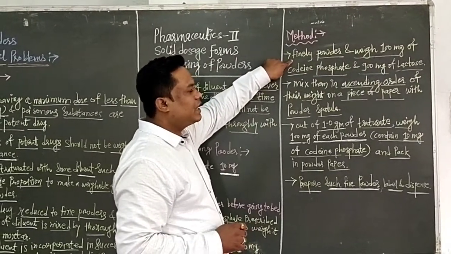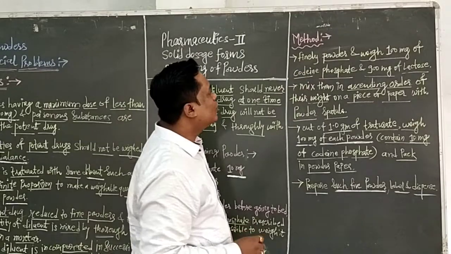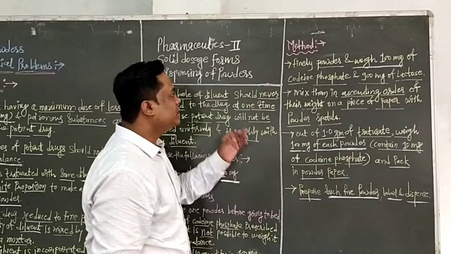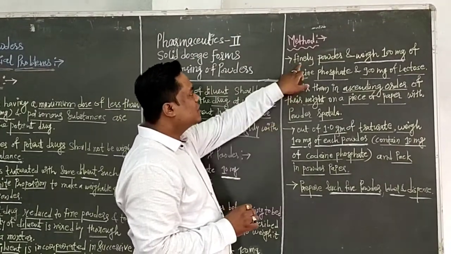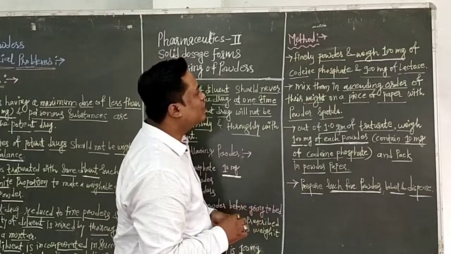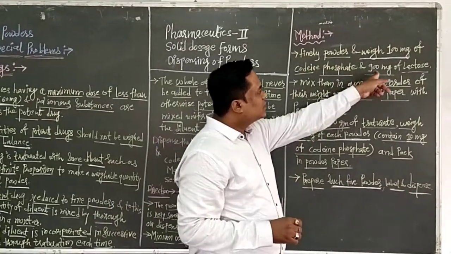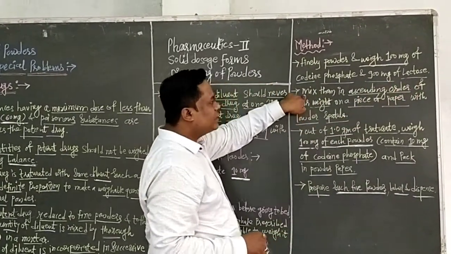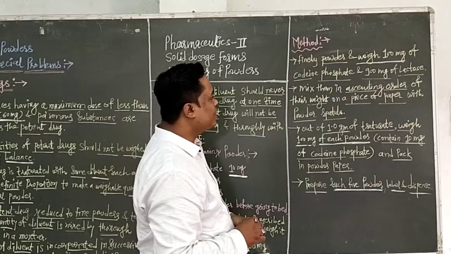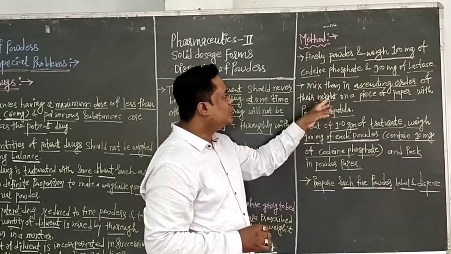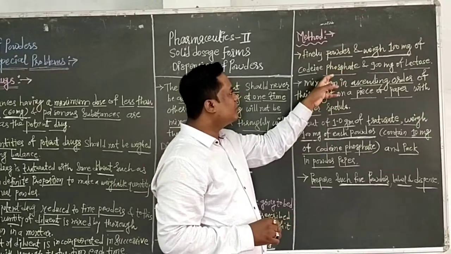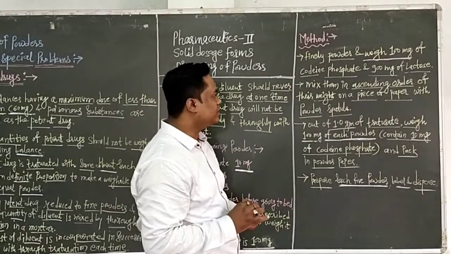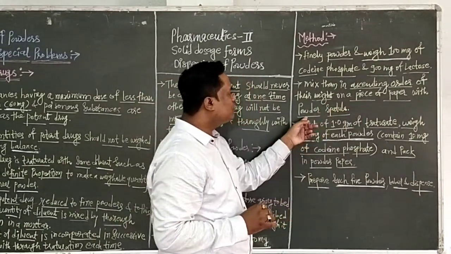Finely powder and weigh 100 mg of sodium phosphate, because the minimum weighable quantity on the weighing balance is 100 mg. Then add 900 mg of lactose, that is the diluent. Mix them in ascending order of their weight, from smallest weight to largest weight, on a piece of paper with a powder spatula.